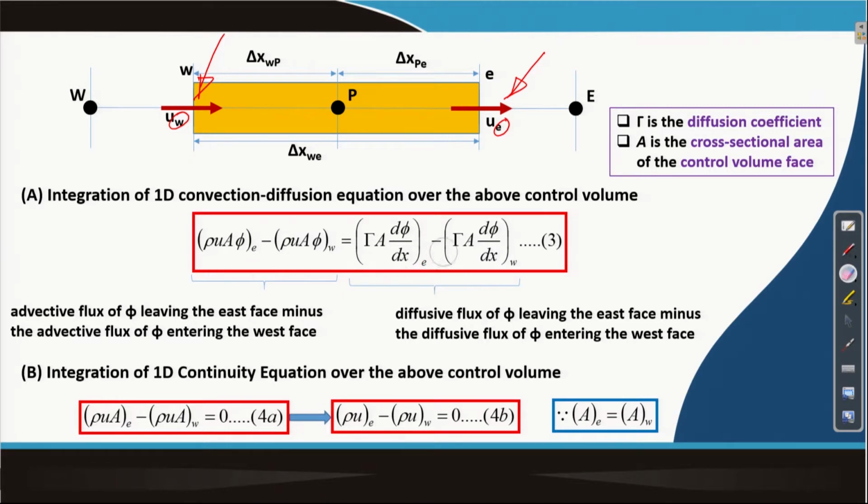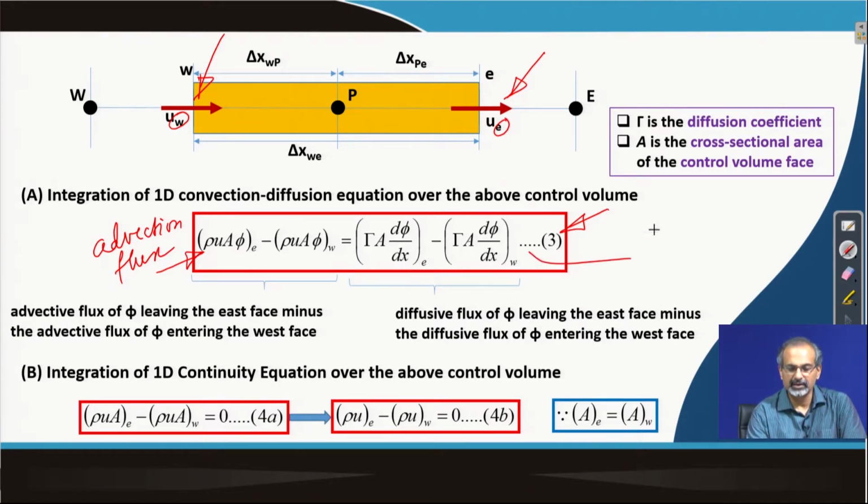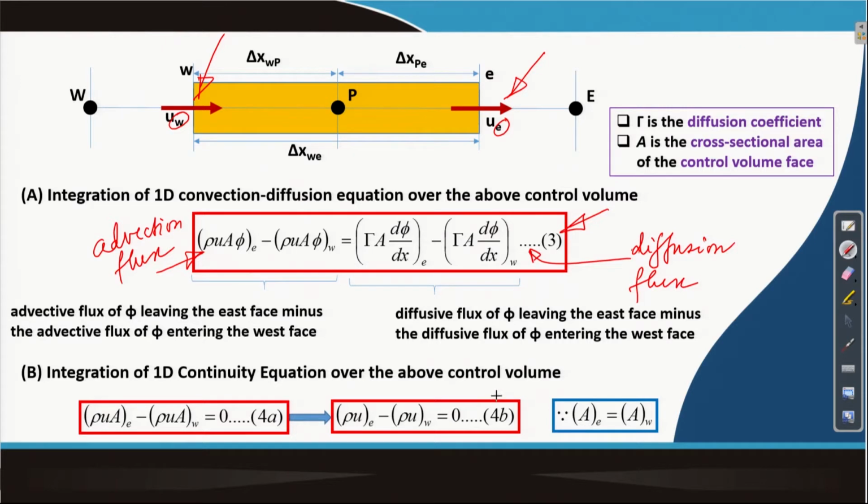And now, if we look at integrating the equation, then this is how it works out. So, if you integrate the advection term, it yields the term rho u capital A times phi at the east face minus the rho u A phi at the west face. So, this is essentially the advection flux which we have on the left hand side, and what you have on the right hand side is essentially the diffusion flux or the diffusive flux. So, these are the terms we have on the two sides of the equation.